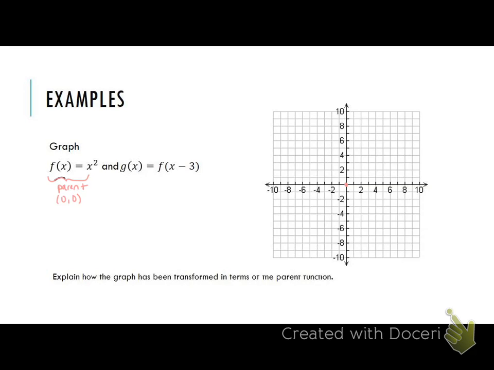So, Jack, if I go out 1, I go up 1. Brian, if I go out 2, I go up. Be careful. 2 squared is? 2 times 2 is? 4. Okay. If I go out 3, Jordan, I go up 9. 3 squared is 9. Okay, so we create our parabola.